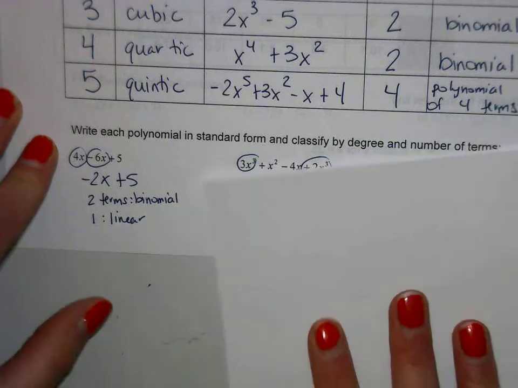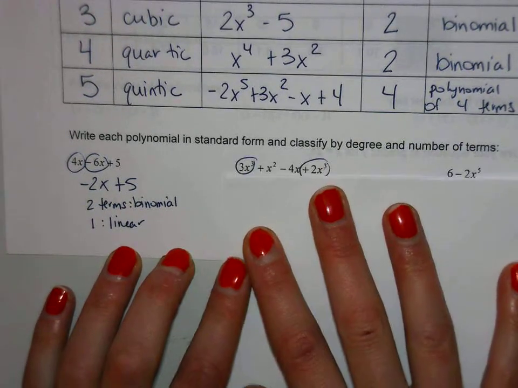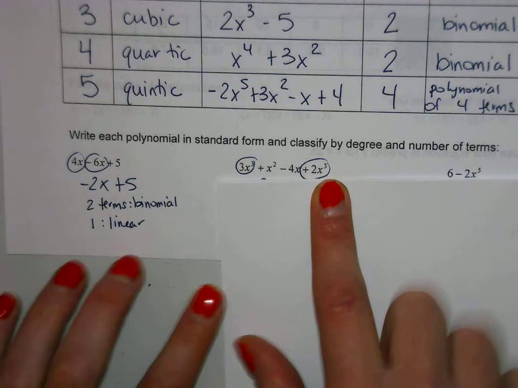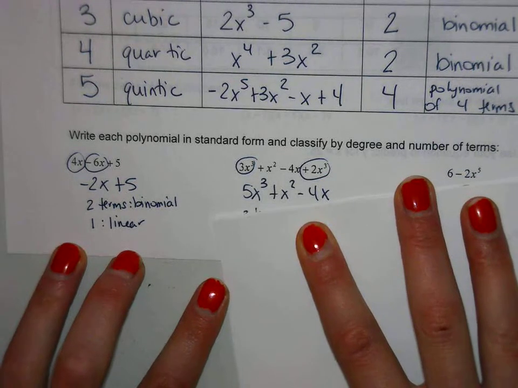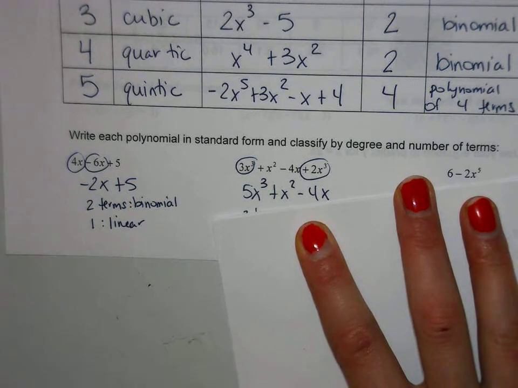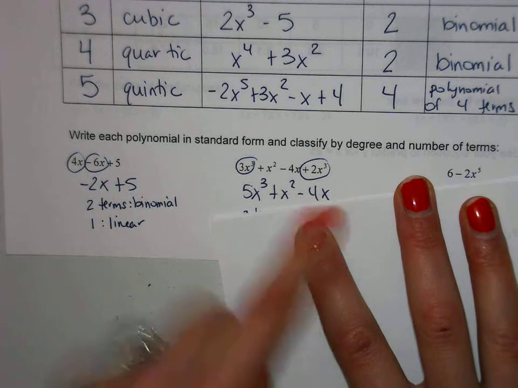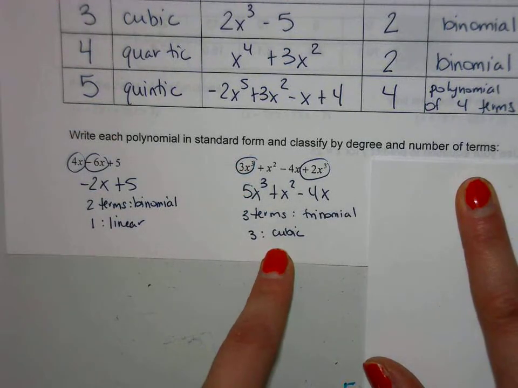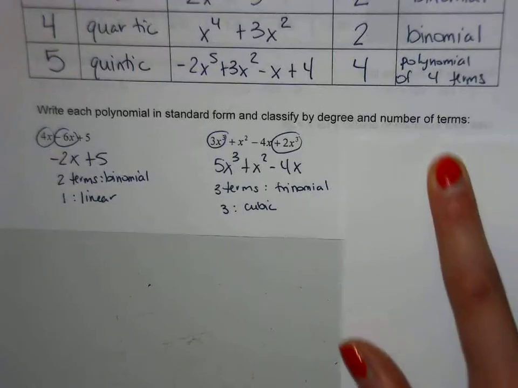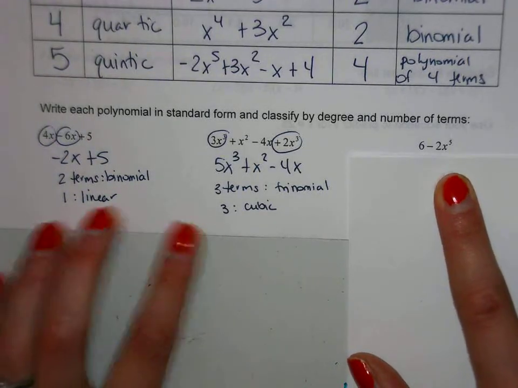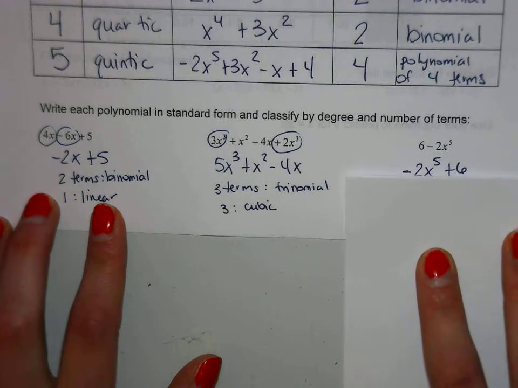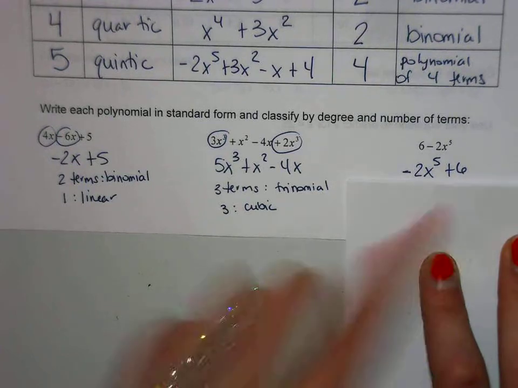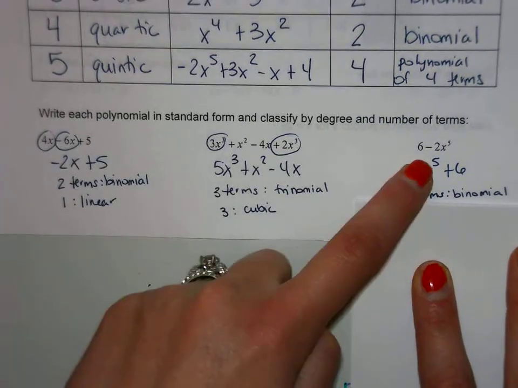So let's take a look at this next one. We have 2 like terms, 3x to the third and 2x to the third. Those combine together to be 5x to the third plus x squared minus 4x. We have 1, 2, 3 terms, so it's a trinomial, and our highest degree is 3, so it's cubic. So our last one, there are no like terms, but it's not in standard form. So if we write in standard form, we have negative 2x to the fifth plus 6. So we have 1, 2 terms to be a binomial, and our highest degree is 5, so it's a quintic.